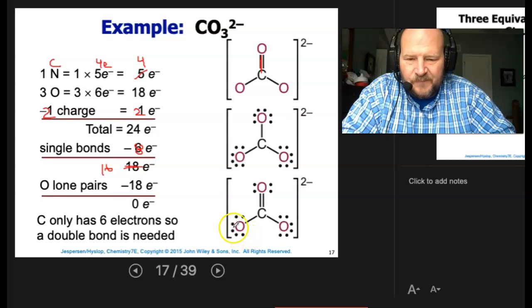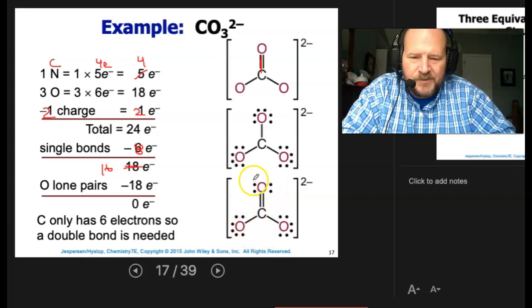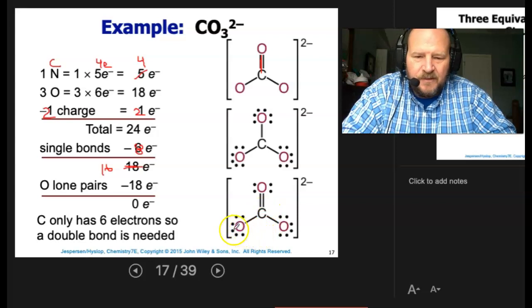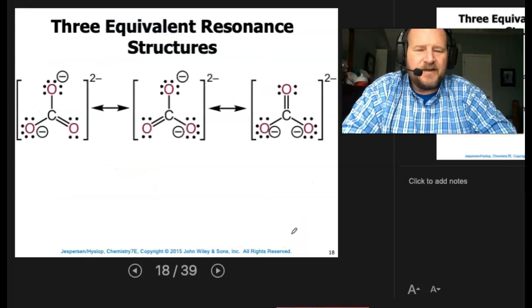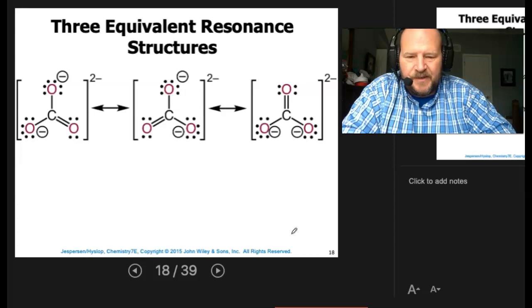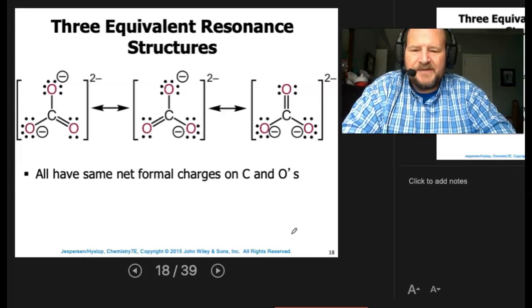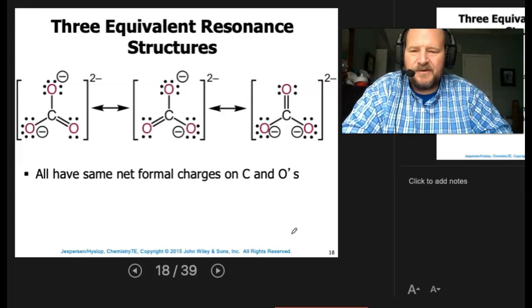They're typos. 2, 4, 6, 2, 4, 6, that's 12, 13, 14, 15, 16. Here we have a formal charge of 0, a formal charge of 0, formal charge -1, formal charge -1. And again, we can rotate that double bond around, much like we did with the last structure with the NO3. And so all have the same net formal charges on carbons and oxygens, which is the carbons are all zeros.